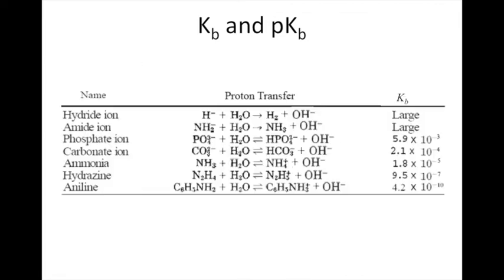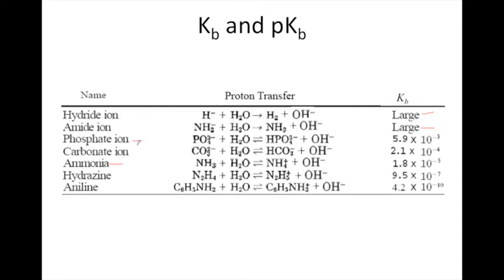Now there are some other strong bases other than ionic compounds with hydroxide ions. You can see hydride and amide. These are very strong bases, so their Kb values are too large. But you can see some of these other weak bases. Here are just a few examples: the phosphate ion, and ammonia is in here.